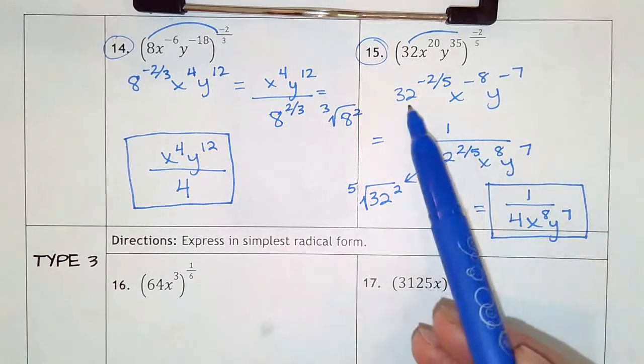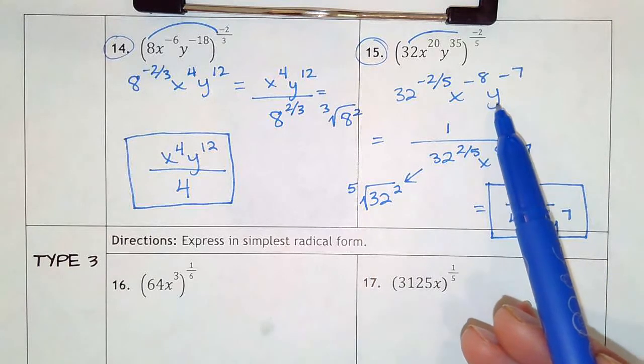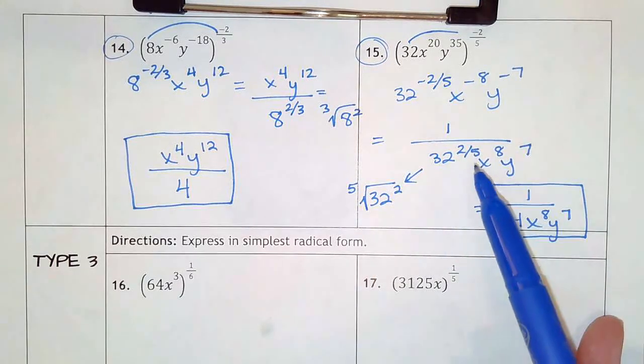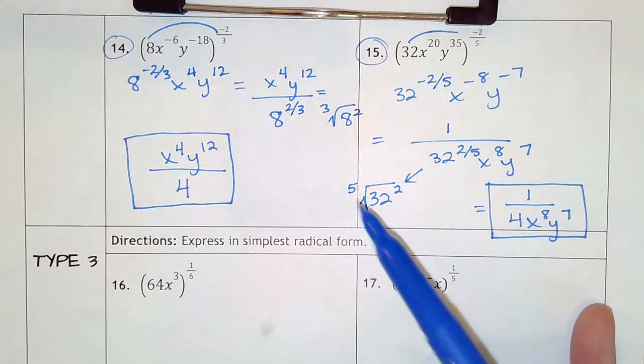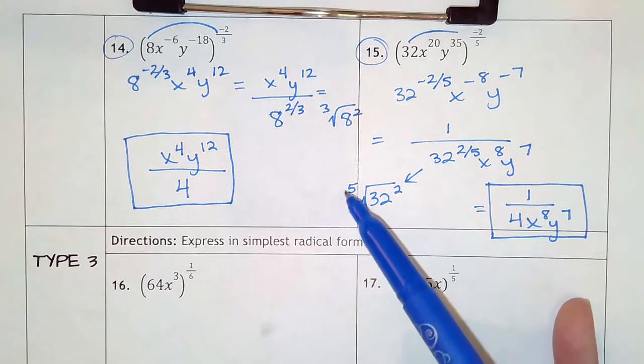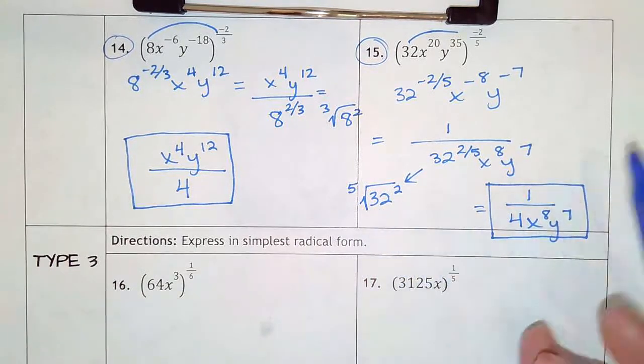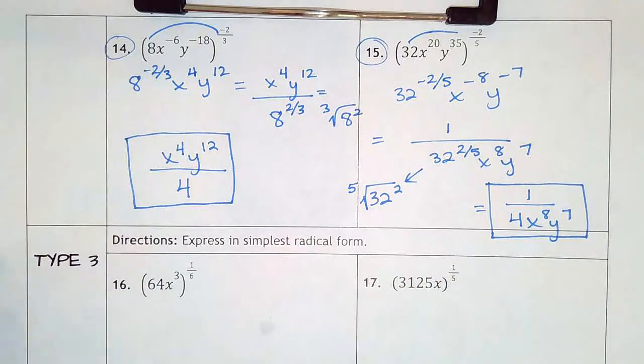15, I got everything to be negative when I did the power rule. Everything went to the bottom. 5th root of 32 squared. 5th root of 32 is 2. 2 squared is 4 again. So that's what I got.